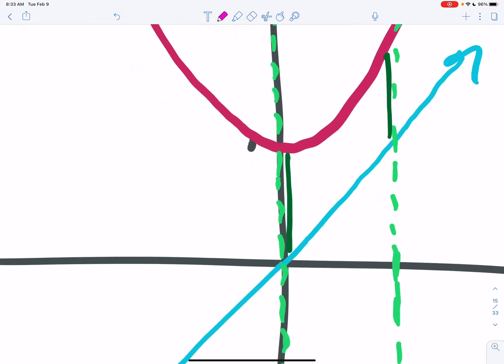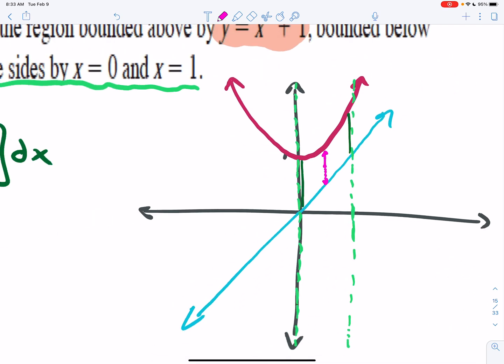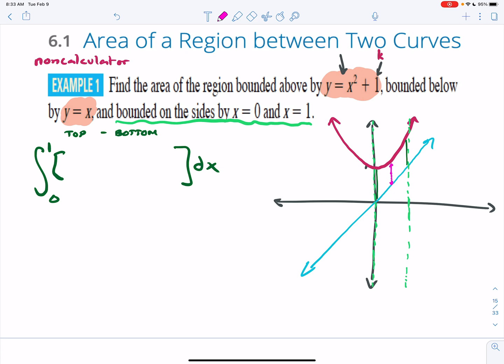If you were standing in that region, that pink dot, if you're standing at that pink dot and you were to walk upwards, what function would you hit? We would hit that parabola. So that is your top function. And if you were to walk down and you hit that function, that is your bottom function. So this is very easy to see if you have a visual, right? So I know that my top function is going to be x squared plus 1 minus the bottom function, which is x.